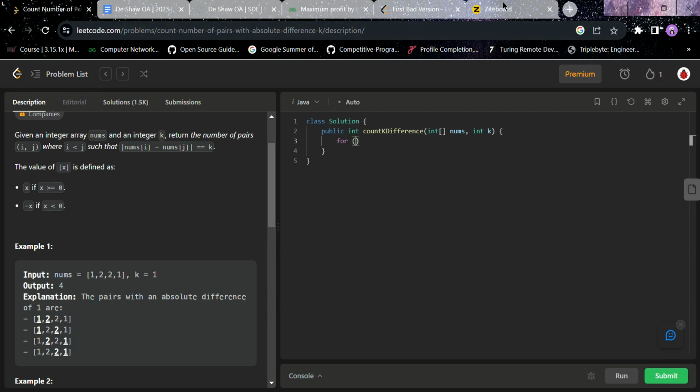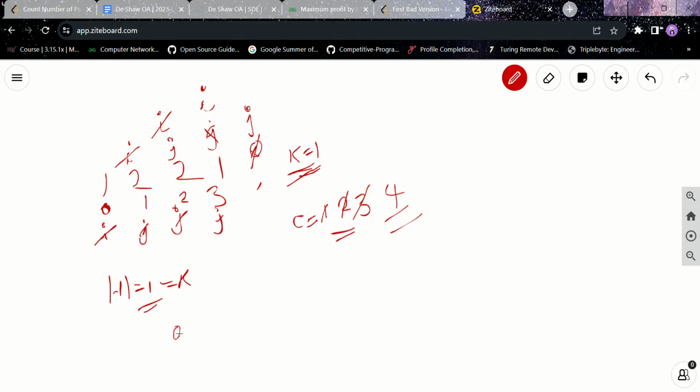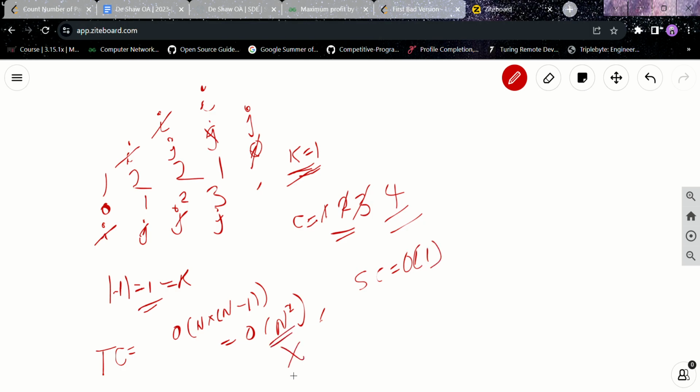Okay, let's discuss the time complexity of it. We have two for loops. The first one is running n times, the second one is running n minus 1 times. So it is n into n minus 1, which is obviously big O of n square. And space complexity is big O of 1, but the time complexity is not optimal.